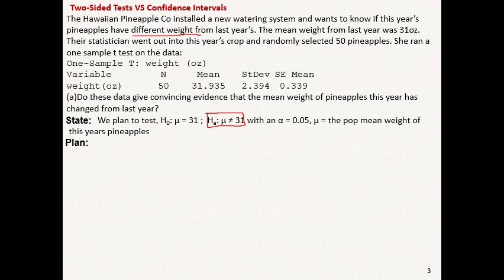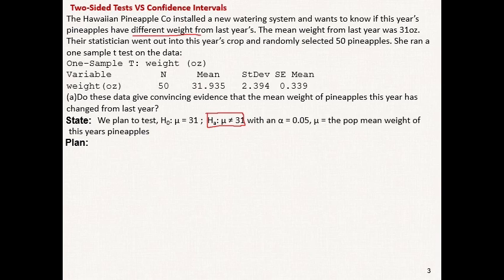Our alpha is 0.05. They didn't give us an alpha, so by default we use 0.05. And then we have to say what the mu is. It's the population mean weight of this year's pineapples. Make sure you say this year's pineapples, not the mean weight of all pineapples, because that would be last year and all the years before. What's called into question is the mean weight of this year's pineapples. Again, we want to say population mean weight so that we indicate we're not talking about the 50 pineapples we picked, but all of the pineapples from this year's crop.